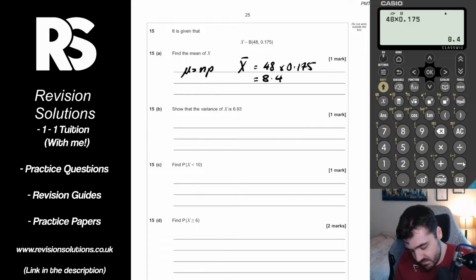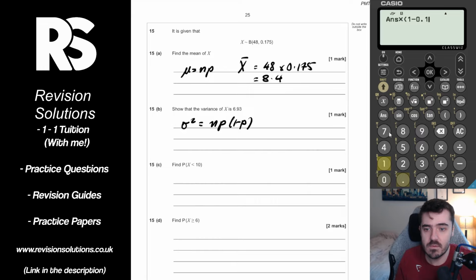Then the variance, so that's sigma squared. Sigma squared is given by NP(1 minus P). So all I need to do is multiply my mean from before, the 8.4, by 1 minus our P value, which is 0.175.